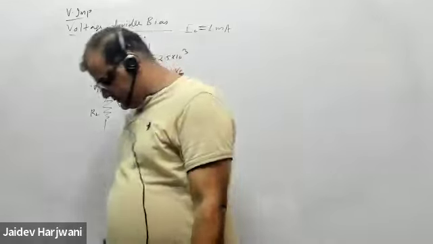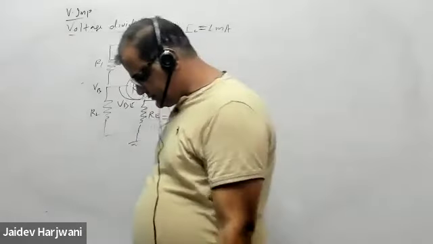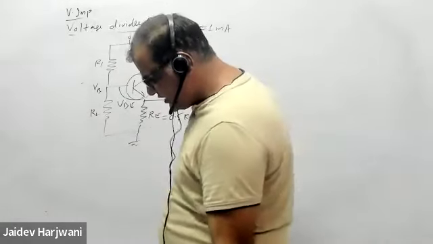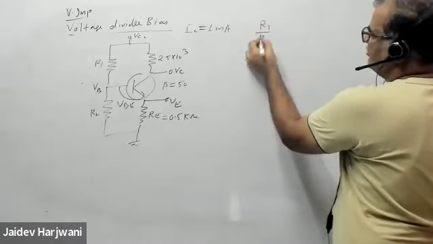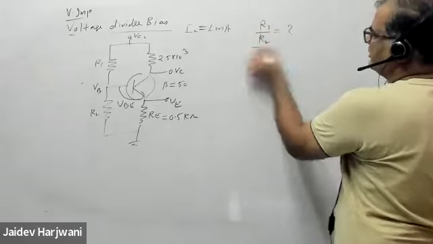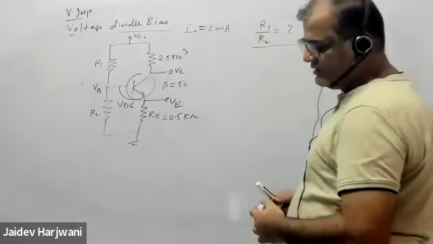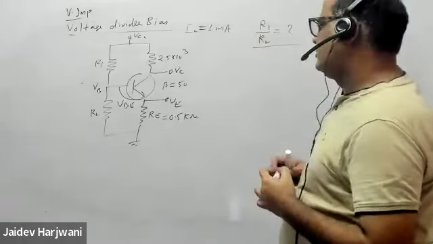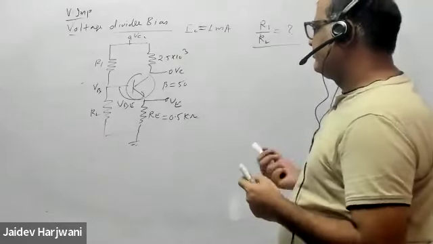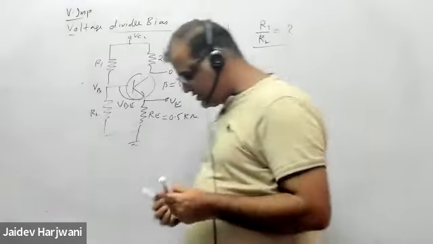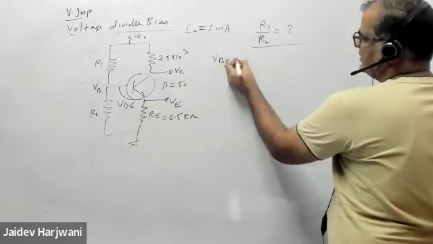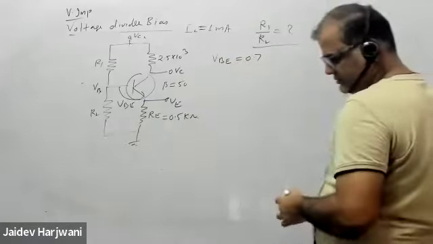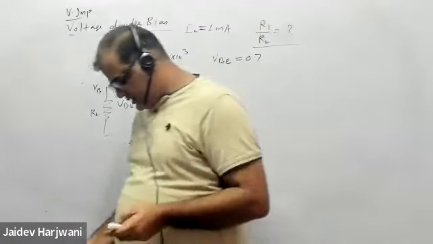And they're asking what is the ratio of R1 by R2 that you have to calculate. R1, R2 is not given. Okay. And VBE, you can take as 0.7. So solve this one.